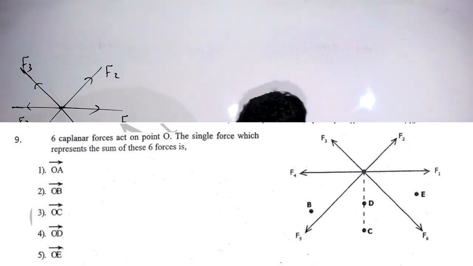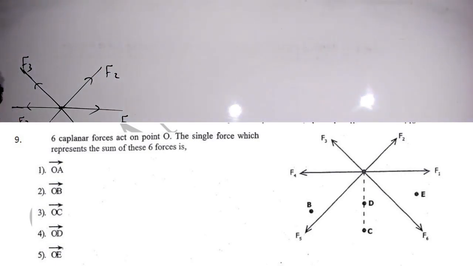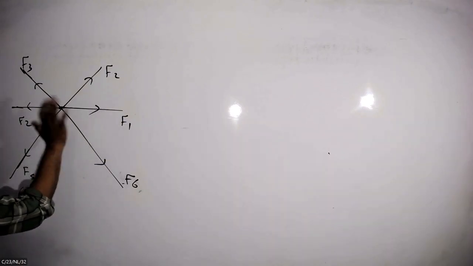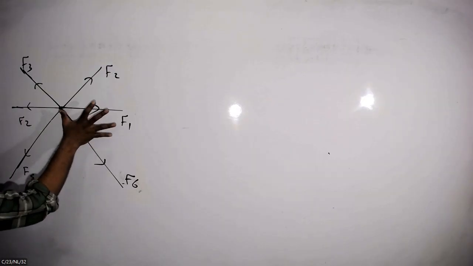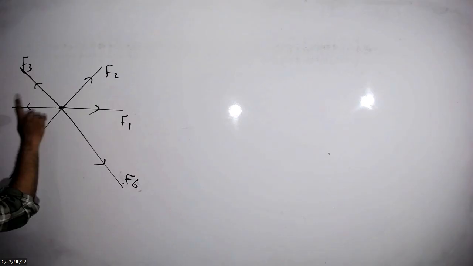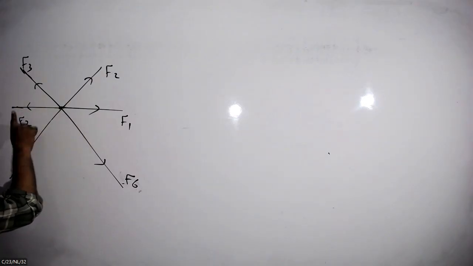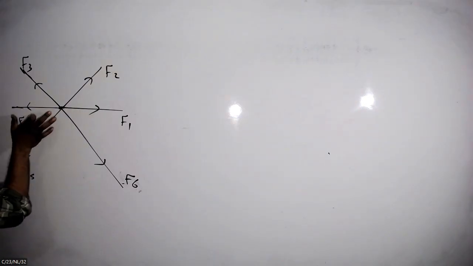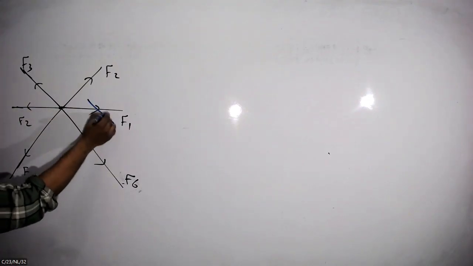Right, let's see the answer for the question number 9. In this question, you can observe that these two forces, F1 and F2, are equal in magnitude, opposite in direction. They have equal length on this. If they have equal length, that is they have equal magnitude. In this case, these two forces have equal magnitudes and acting opposite to each other. Therefore, you can cancel out these two forces. Right? Then you can compare F2 and F5.